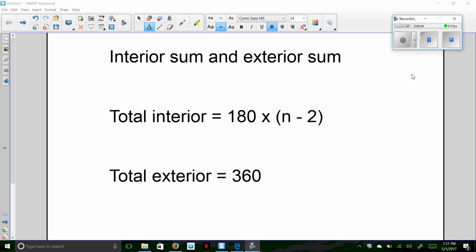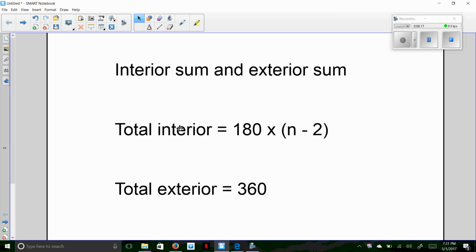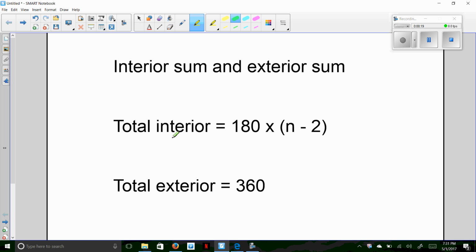Here's a little tutoring video on interior sum and exterior sum. We'll go nice and slow and show you how to use our two tools for this. Our two tools are finding the interior sum, which is the total interior formula, and then the total exterior. Not much of a formula, but we just need to know it's 360. So let's look at some questions and make sure we know which tool to use.